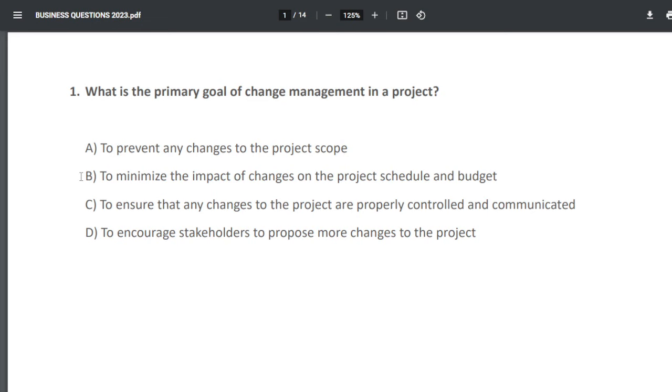Doesn't sound like a bad thing, but let's take a look at C. To ensure that any changes to the project are properly controlled and communicated. Now that sounds more compelling than to minimize the impact of changes on the project schedule and budget, because the project is more than the schedule and the budget, right? So let's take a look at D. To encourage stakeholders to propose more changes to the project. Now that's obviously not correct. So it boils down to B and C, but using the process of elimination, B is the less ideal option.